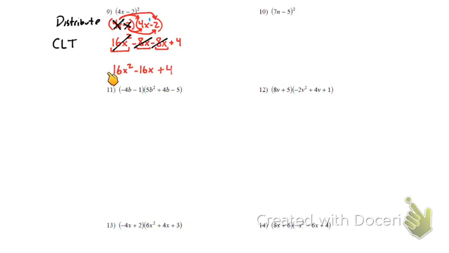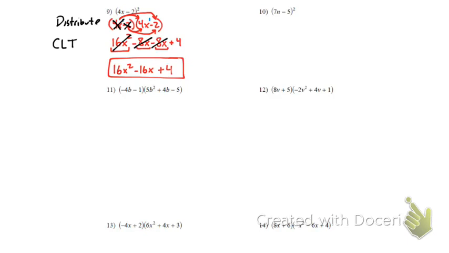And now we want to check, is this in standard form? What I mean by that is, do I have the highest degree first? So I have power of 2, power of 1, and then the constant. So this is in standard form. We are good to go. Okay?